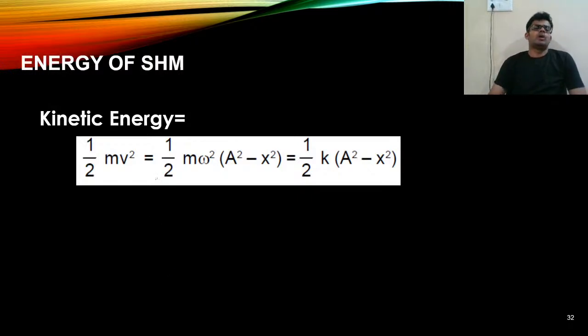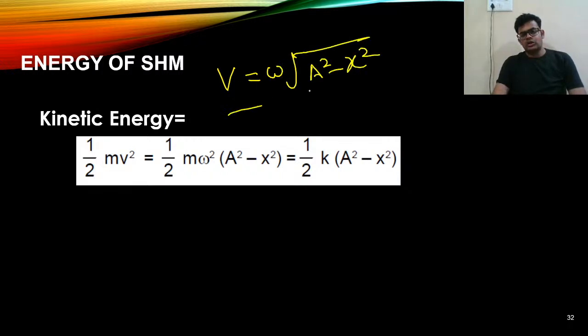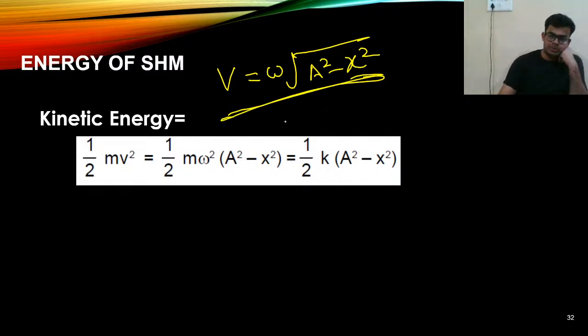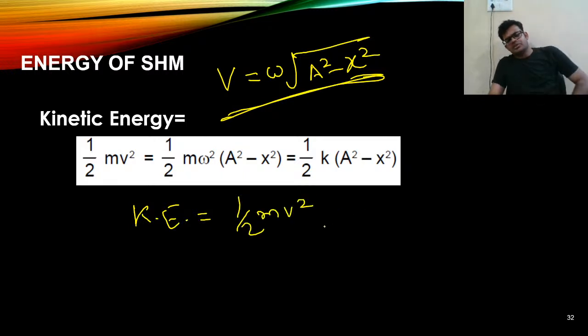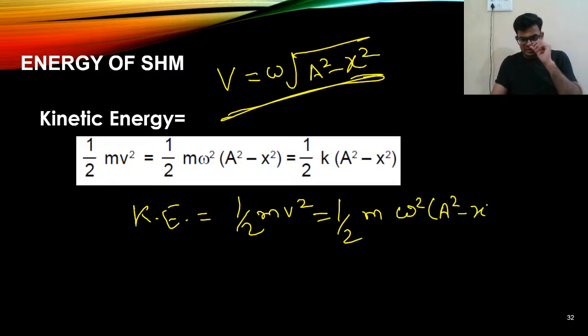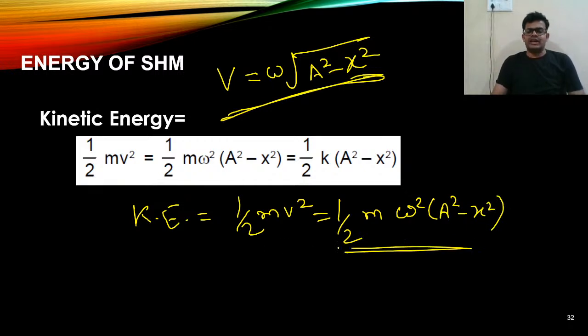Next, I will talk about the kinetic energy. My dear friends, we know the formula of speed is omega into root of a square minus x square. You all know the formula of speed of the particle during SHM. So how can you write kinetic energy? Kinetic energy is given by half m v square. Half is there, m is there, and the value of v is omega root of a square minus x square, so let us write it squared: half m omega square times a square minus x square. So we are getting the formula of kinetic energy.